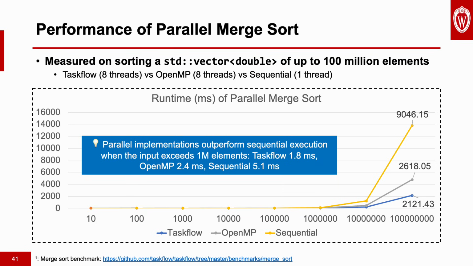In terms of performance, we sort a vector of up to 100 million elements, comparing Taskflow of 8 threads, OpenMP of 8 threads, and a sequential implementation of 1 thread. We can see that the parallel implementation outperforms sequential execution when the input exceeds 1 million elements, at which Taskflow completes in 1.8 milliseconds, OpenMP completes in 2.4 milliseconds, and the sequential implementation completes in 5.1 milliseconds. If you are interested in learning more about this benchmark, please check out the link below.